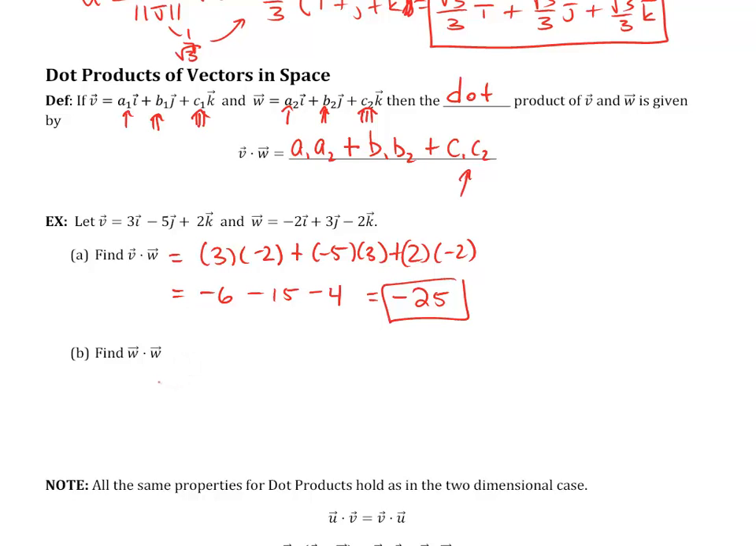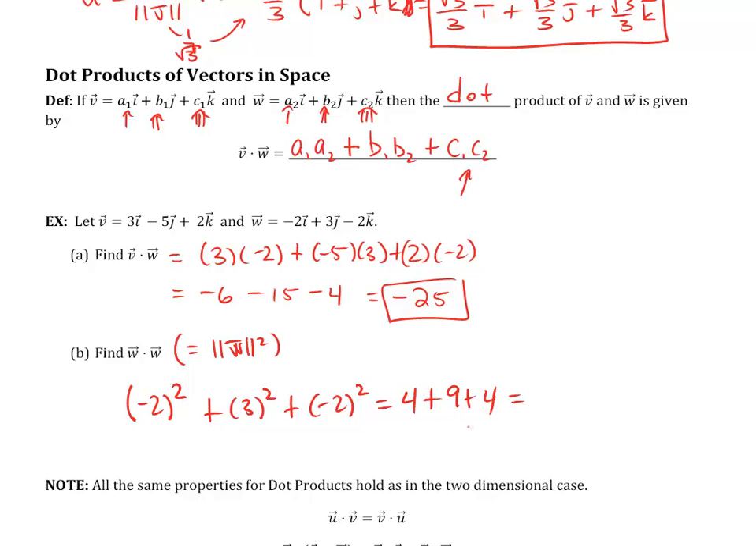If you take the dot product of a vector with itself, remember you'll still get the same thing as the magnitude of that vector squared, just like we did in 2-dimensional vectors. That would be negative 2 times negative 2 plus 3 times 3 plus negative 2 times negative 2, which is 4 plus 9 plus 4. 4 plus 9 is 13, plus 4 is 17.